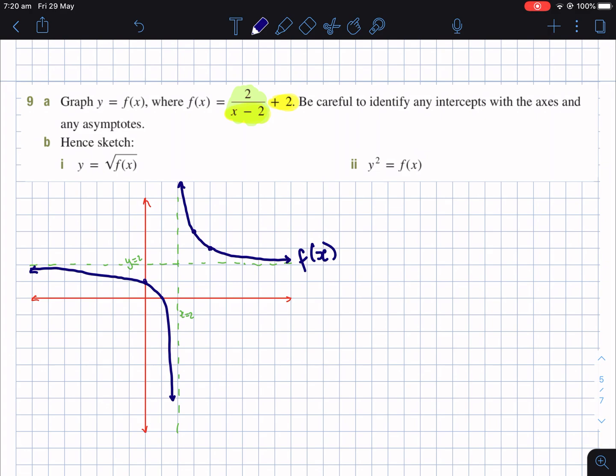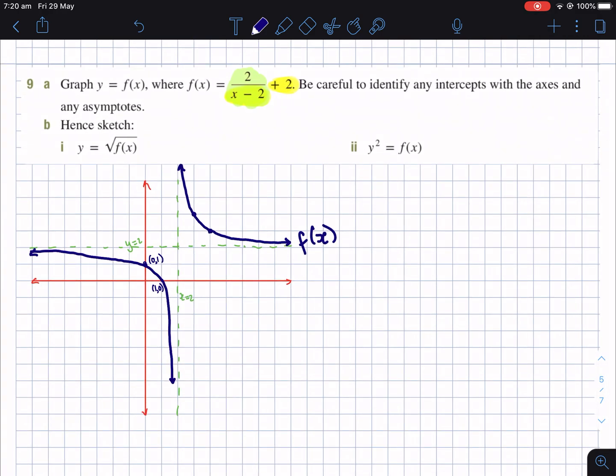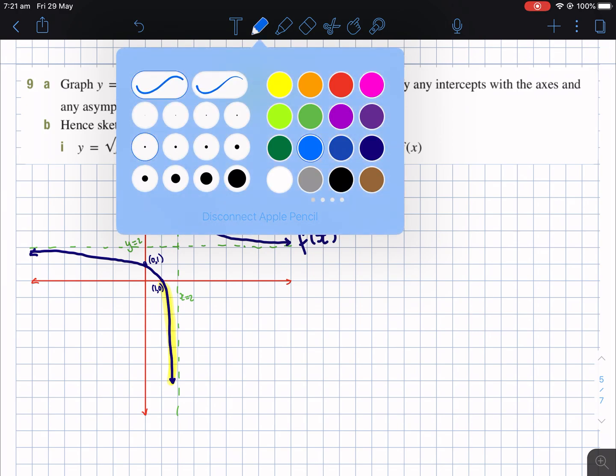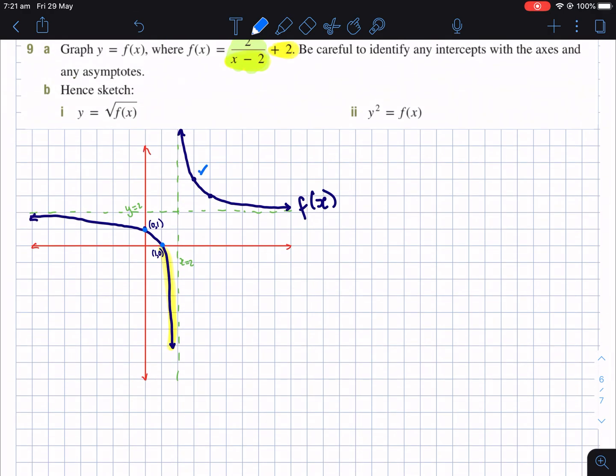Oh, and I have to actually identify the intercepts. So this was 0, 1, and this was 1, 0. And I've identified the asymptotes already. Hence, sketch the square root of this thing. Now, we're not going to worry about down here because you can't do the square root of a negative. But I am going to put on any points where it's 0 and any points where it's 1, because it's going to hit those points. Any points where y is 4, so for example this one, square root of 4 is 2, so we're going to be here instead.